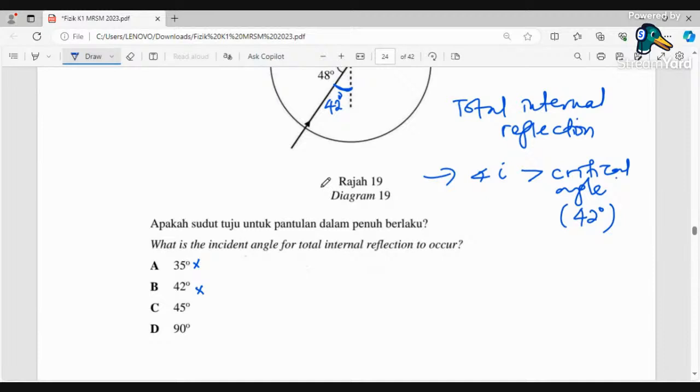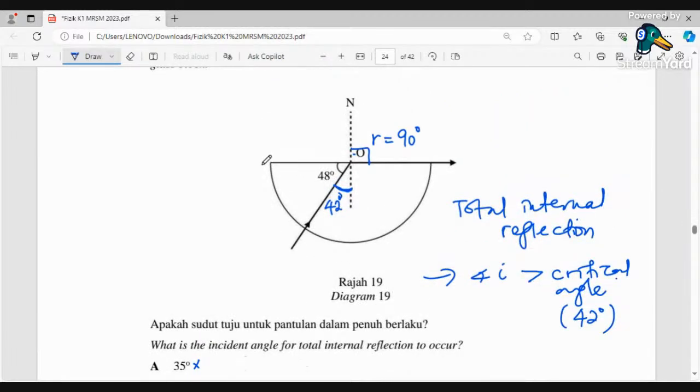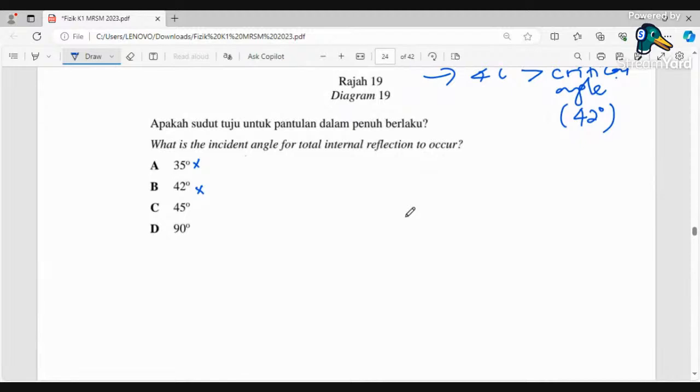Okay, can we put 90? 90 no, 90 dia akan straight macam ni, dia tak ada total internal reflection. So jawapan ialah C.